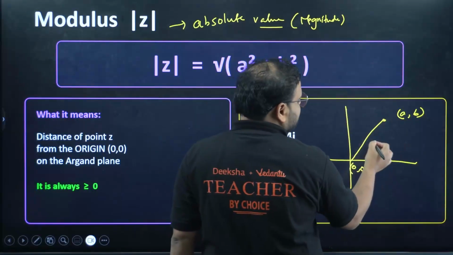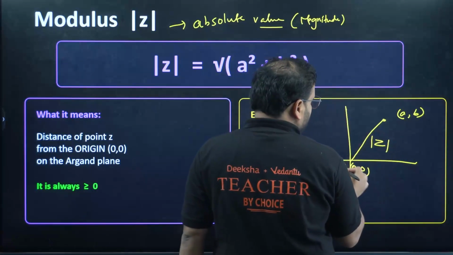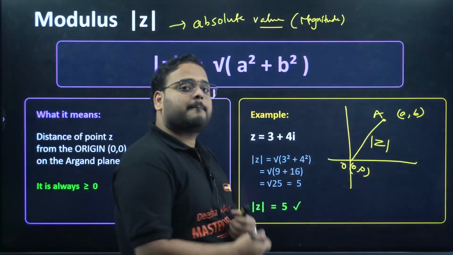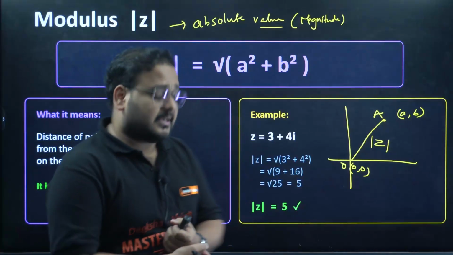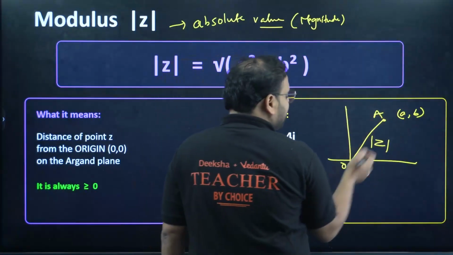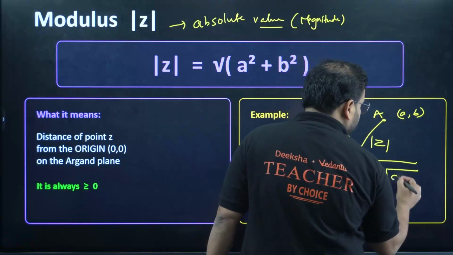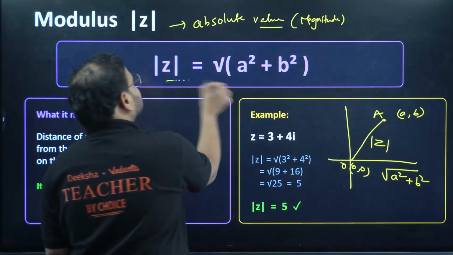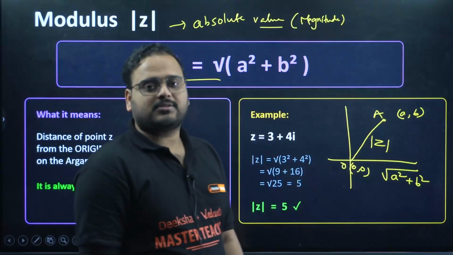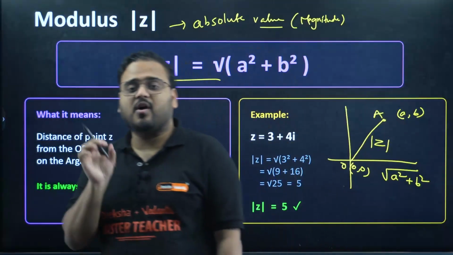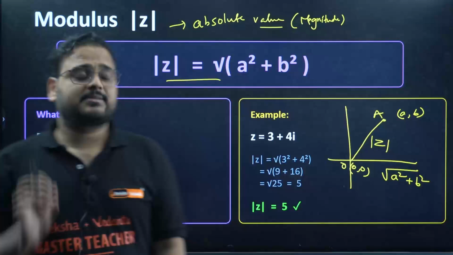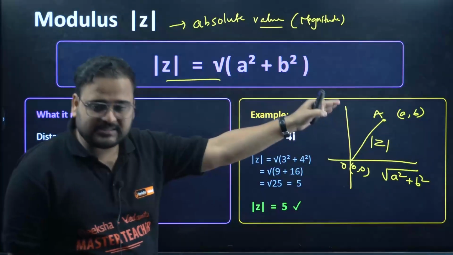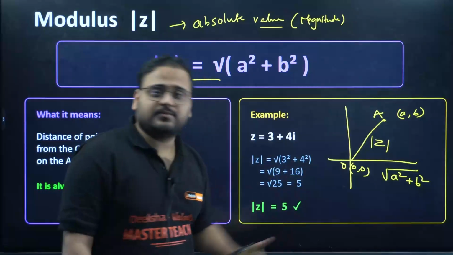And how do you find this value? If I say, please find the distance OA, can you use the distance formula? Distance formula, grade 10 you've learned, right? Yes. So if you use the distance formula, you'll write a minus 0, so a square, and b minus 0, the whole square becomes b square. Check carefully, that is the same as the formula for modulus. So the modulus of any complex number represents the distance of that point, which is represented by the complex number, from the origin.